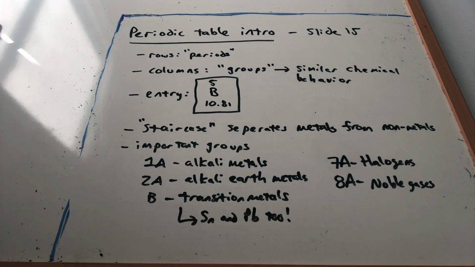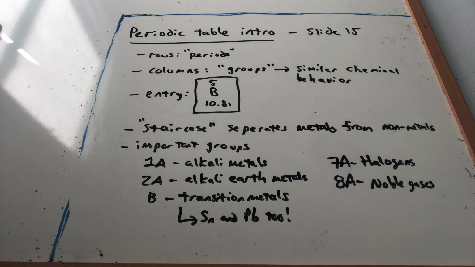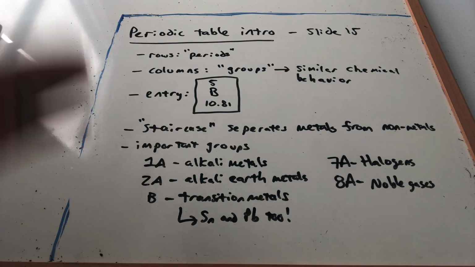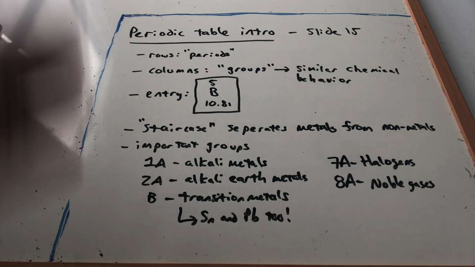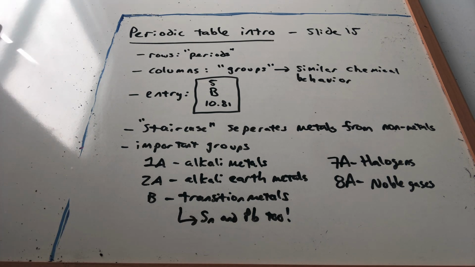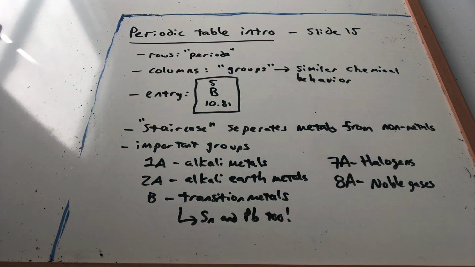Now, the groups are a little bit more important at this point in the semester, because the thing about the groups is that they all have similar chemical behavior. I shouldn't say all. In general, a group has similar chemical behavior. So if you go down a column on the periodic table, like take 1A for example, all of those species are going to behave similarly when they interact with another particle. They're going to bond in a similar way. And so because they have similar chemical behavior, we call them groups, or sometimes we call them families, right?